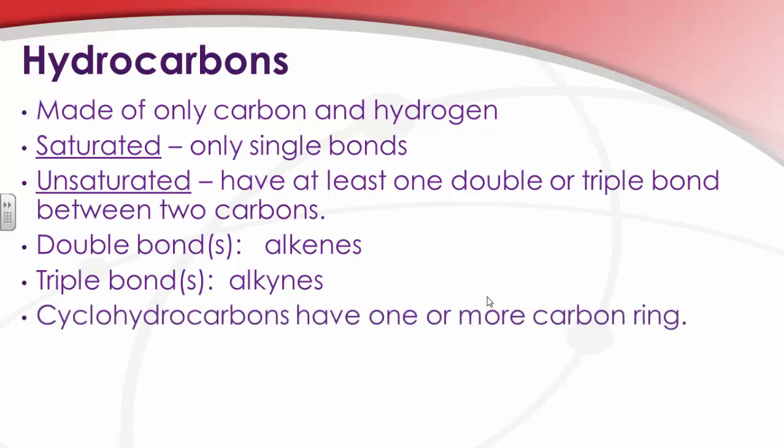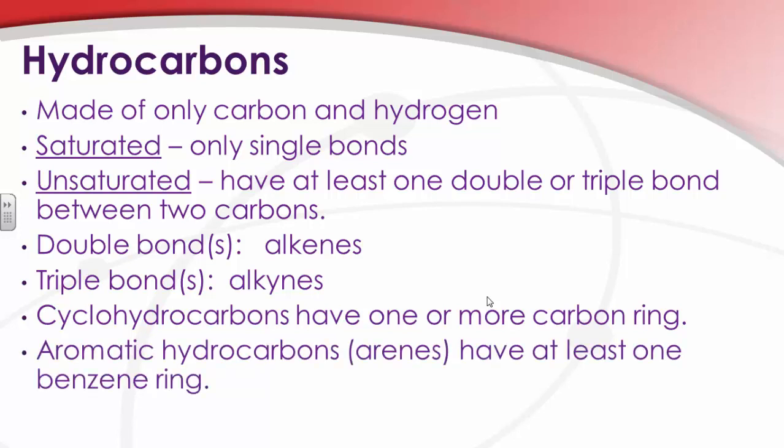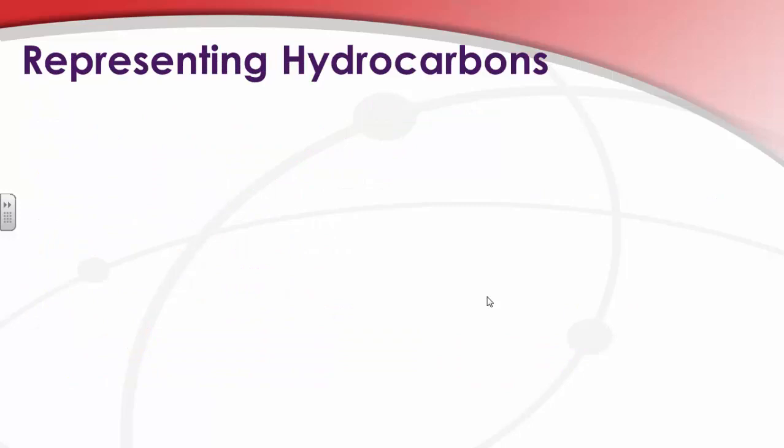We can form them into rings, and we call those cyclohydrocarbons. And we also have these things called aromatic hydrocarbons that we'll revisit later. These are called arenes, and they have at least one benzene ring.